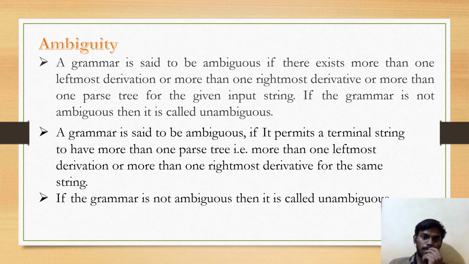Ambiguity. A grammar is said to be ambiguous if there exists more than one leftmost derivation, or more than one rightmost derivation, or more than one parse tree for the given input string. If the grammar is not ambiguous, then it is called unambiguous. A grammar is said to be ambiguous if it permits a terminal string to have more than one parse tree, that is, more than one leftmost derivation or more than one rightmost derivation for the same string.